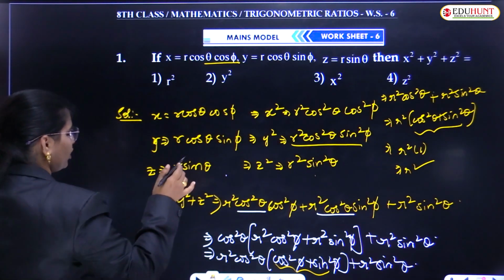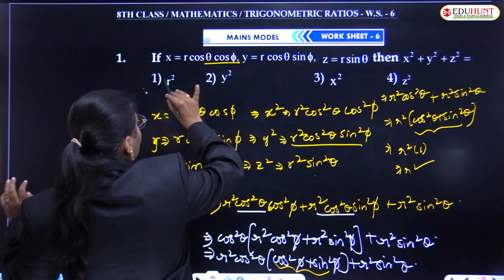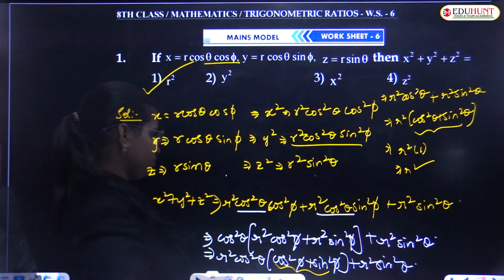So what is the answer I got here? x square plus y square plus z square value is equal to r square. Chalo.